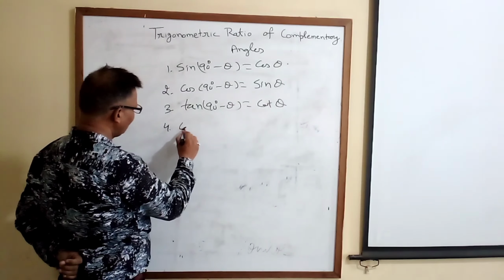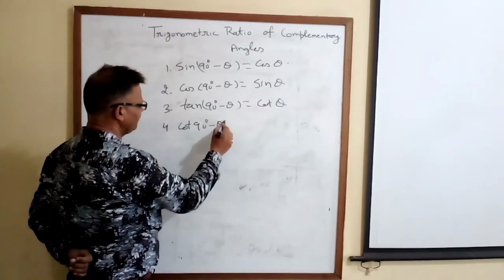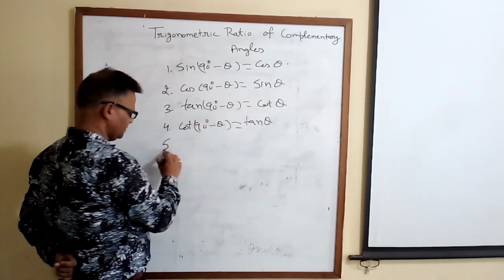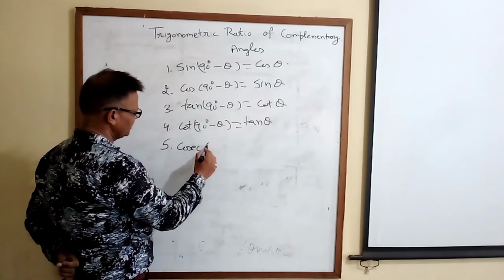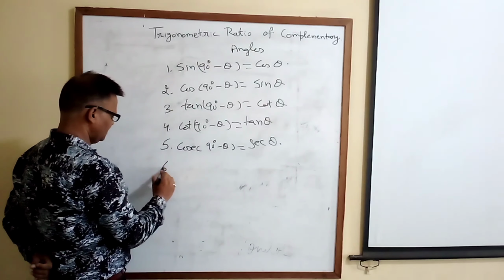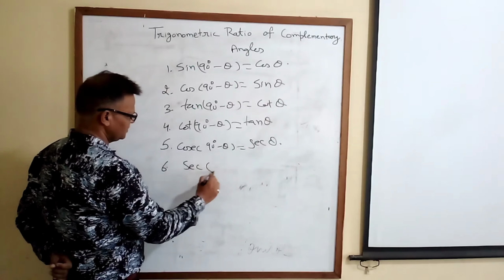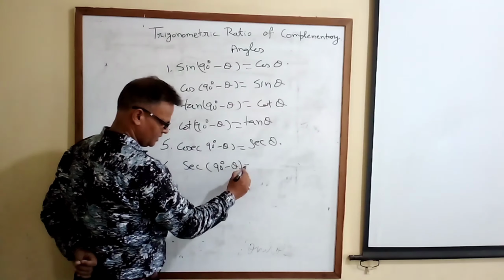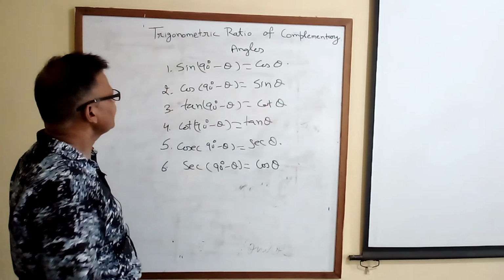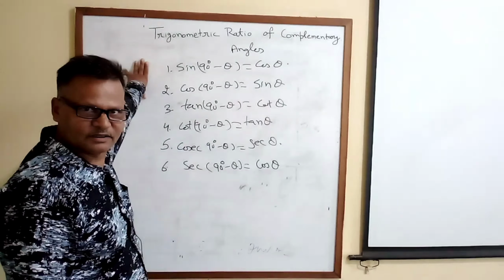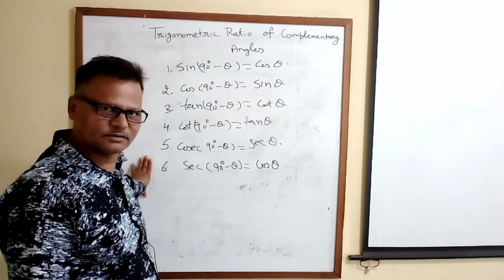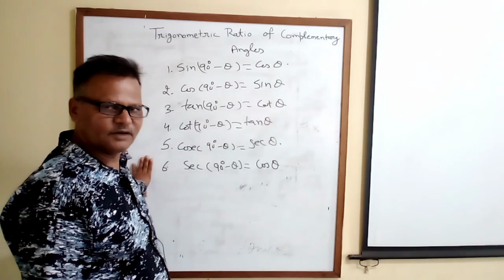Next, cot 90 degree minus theta is equal to tan theta. Number 5, cosec 90 degree minus theta, that is sec theta. Last, sec 90 degree minus theta, that is cosec theta. So these are the relations of the angles. First of all, we have to remember all these formulas. Then we can solve the problem.